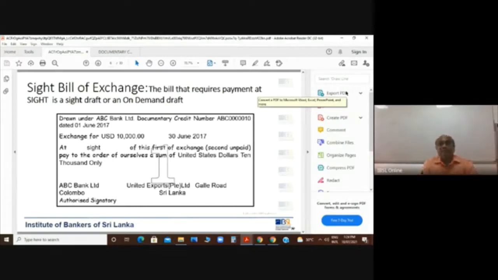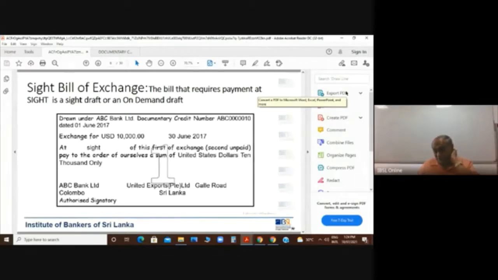You see, the issuing date was 30th June. Exact sum: US dollars 10,000, in figures as well as in words. The sum of United States dollars 10,000 only. Right? Issued by United Exports, that's the drawer. And obviously the signature is not there, but a signature should be there. Then ABC Bank is the drawee.